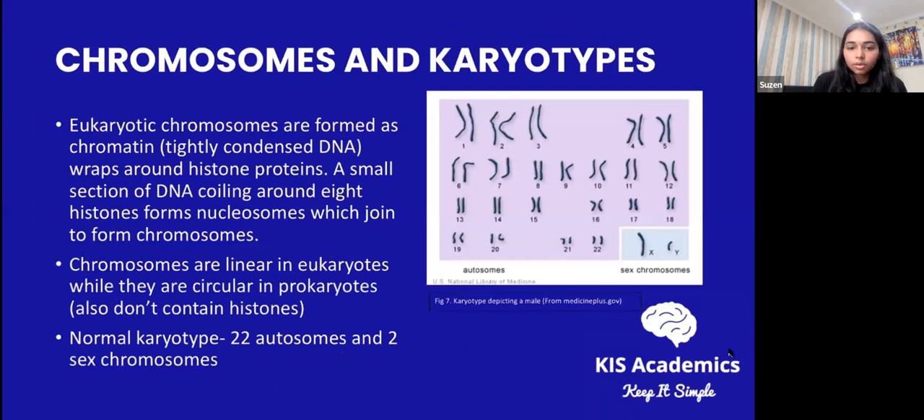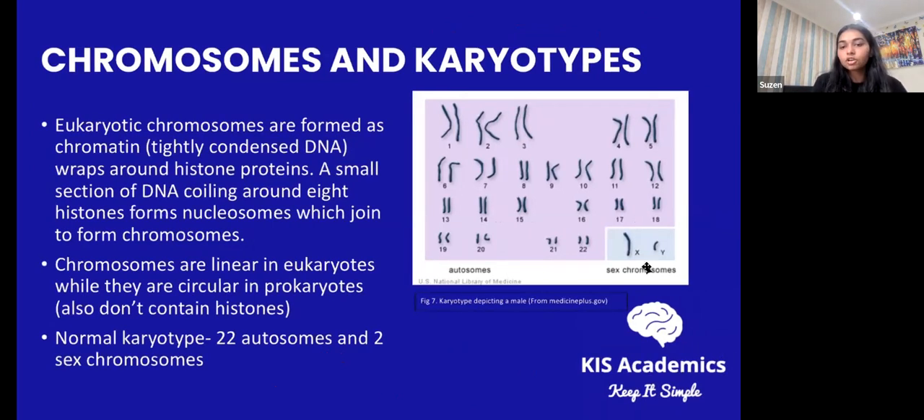So now we're gonna look at chromosomes and karyotypes. So pretty much chromosomes are these structures that we see right here, and that's where our DNA is stored. So eukaryotic chromosomes are made of chromatin. And chromatin is just really tightly condensed DNA wrapped around histone proteins. So you have a nucleosome, and nucleosomes join together to form an entire chromosome. Sorry, it's 8 histones, my bad. So a section of DNA coiled around 8 histones is called a nucleosome, and they will join together to form chromosomes.